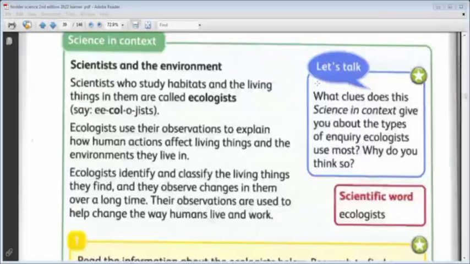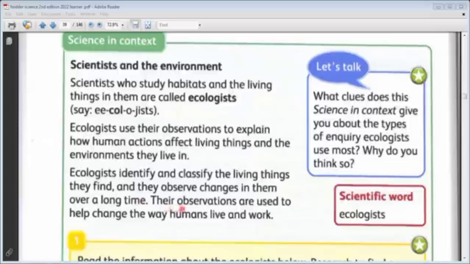Sometimes we throw the waste materials of humans into the water. It's a bad effect and causes bad effects to the living things. So what is the role of the ecologist in this case? Ecologists identify and classify the living things. They identify or make groups for the living things they find. And they observe changes in them over a long time. They observe what change happened to these living things after the effect of humans, after we cause water pollution. What is the effect on these living things?